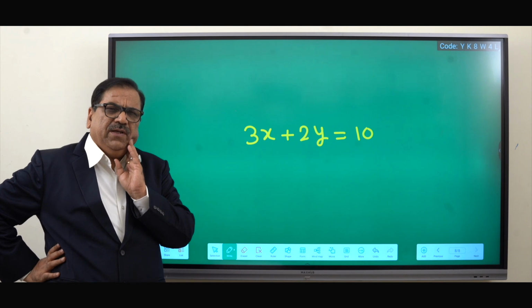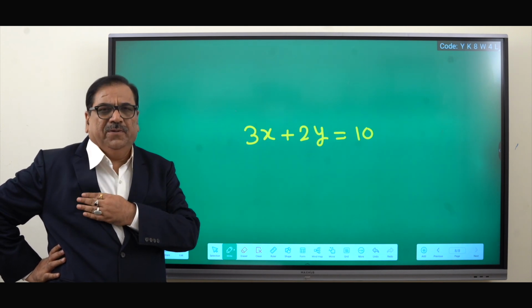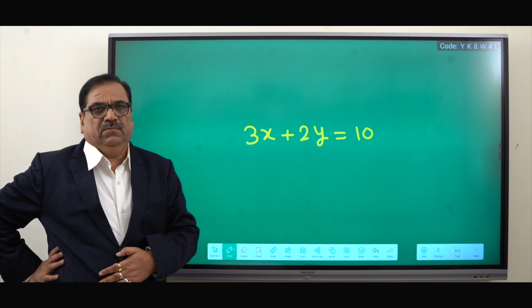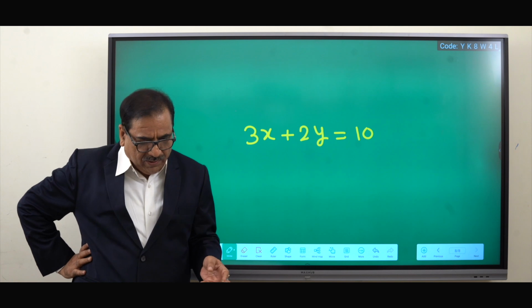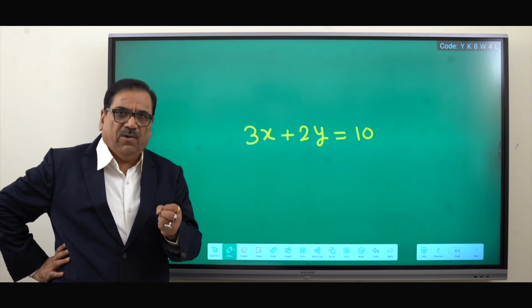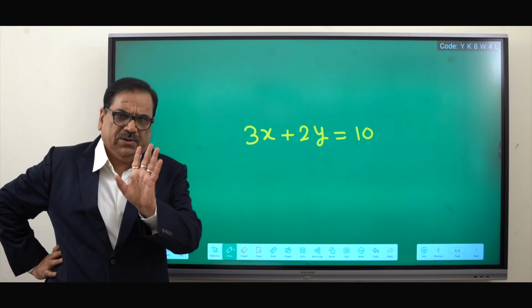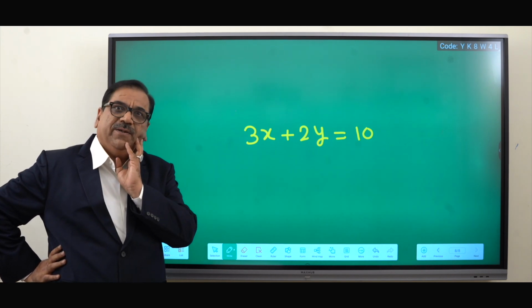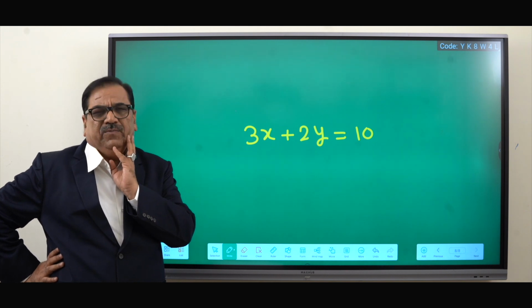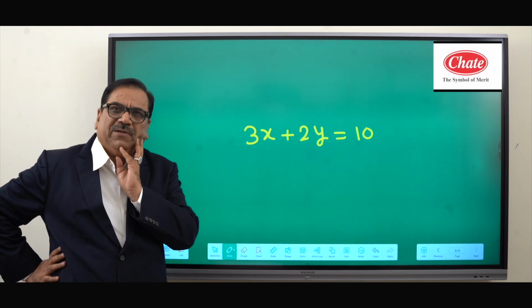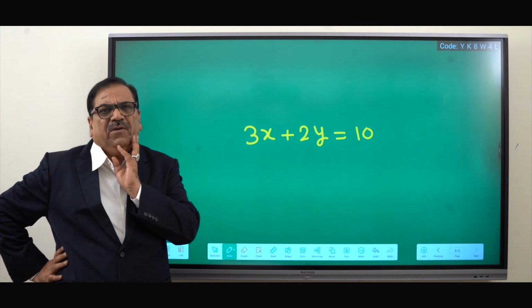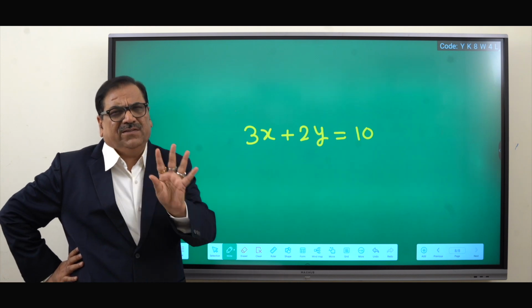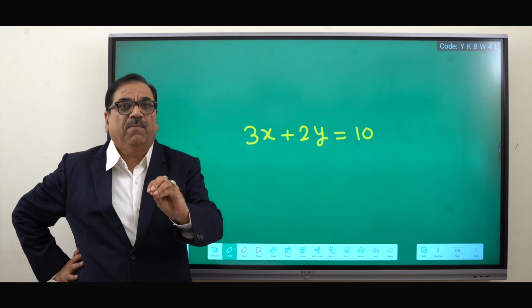Friends, it is very important to understand the concept. Why is it called linear? You have understood the value of an equation, the concept of equation, the concept of variable, but I have not explained the concept of linear. What is meant by a linear equation? A linear equation means the unknown is just unknown. It does not have some power.